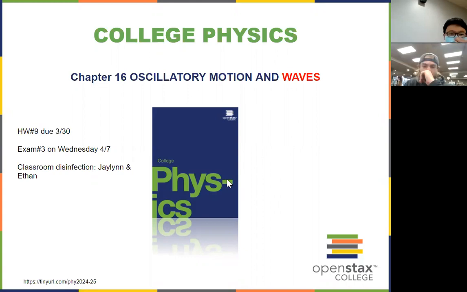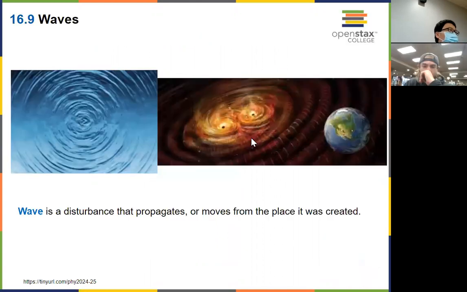All right, so let's get to the chapter 16 section, I think section 9 here, on waves. I think you guys have a lot of experience with waves. You can create a wave in a pond by just dropping a stone there. And a few years ago, you probably heard about the gravitational wave being first detected. It was proposed by Einstein many years ago, but it was first detected only in recent years.